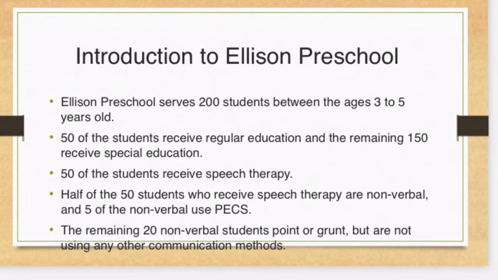A little introduction about Ellison Preschool. So Ellison Preschool serves 200 students between the ages of 3 and 5 years old. 50 of the students receive regular education and the remaining 150 receive special education. 50 of the students receive speech therapy. Half of the 50 students who receive speech therapy are nonverbal, and 5 of the nonverbal use PECs. The remaining 20 nonverbal students point or grunt, but are not using any other communication methods.